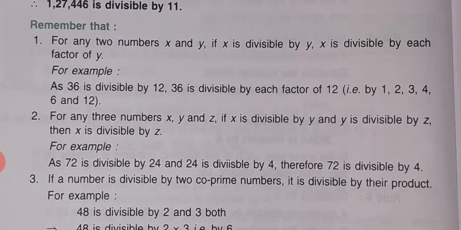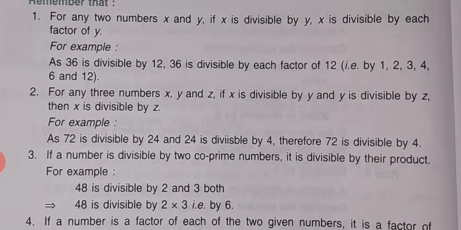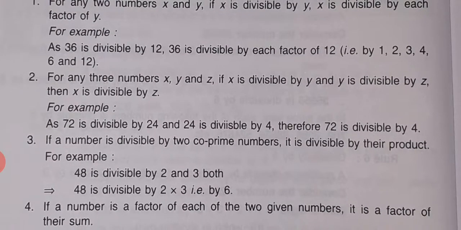Second, for any three numbers x, y and z, if x is divisible by y and y is divisible by z, then x is divisible by z. For example, here 72 is divisible by 24, that means x is divisible by y. Here x is 72 and y is 24. Next, y is divisible by z, that means 24 is divisible by 4. So according to the rule, x is divisible by z, that means 72 is divisible by 4.